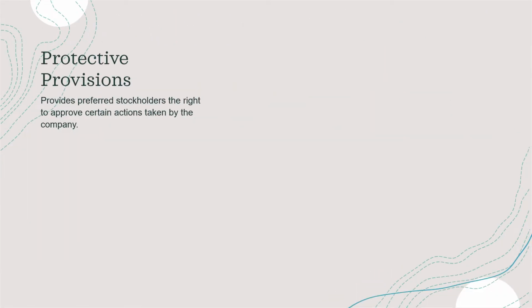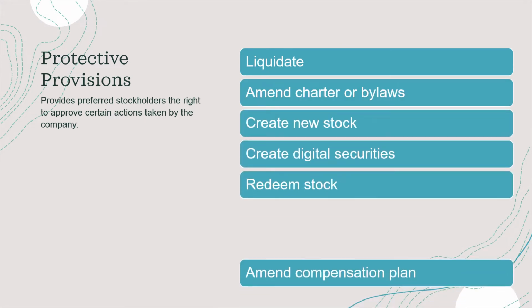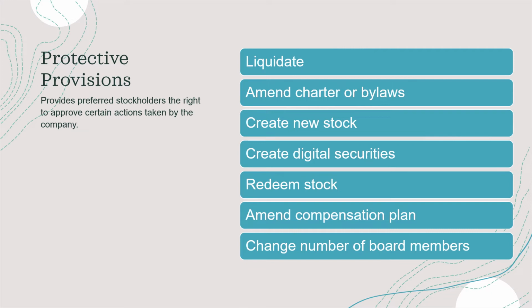Here are a few other items that may be included in the term sheet that require the approval of your preferred stockholders. These are referred to as protective provisions. Your preferred stockholders want to protect their investment against certain transactions by your company.